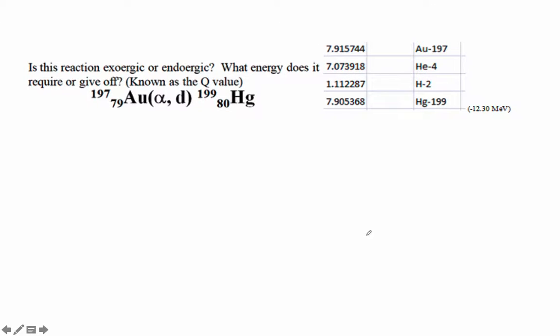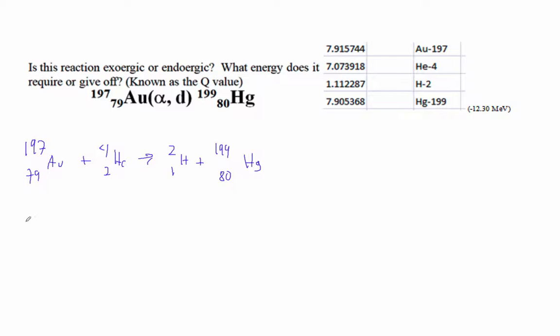All right, let's do this one badly. Let's use binding energy per nucleon, right? So let's write the reaction out. We got 197,79 gold, and then we've got 4,2 helium. Remember, an alpha particle, we just use helium. Deuterium, we've got 2,1 hydrogen. And then here we've got 199,80 mercury, right? Okay.